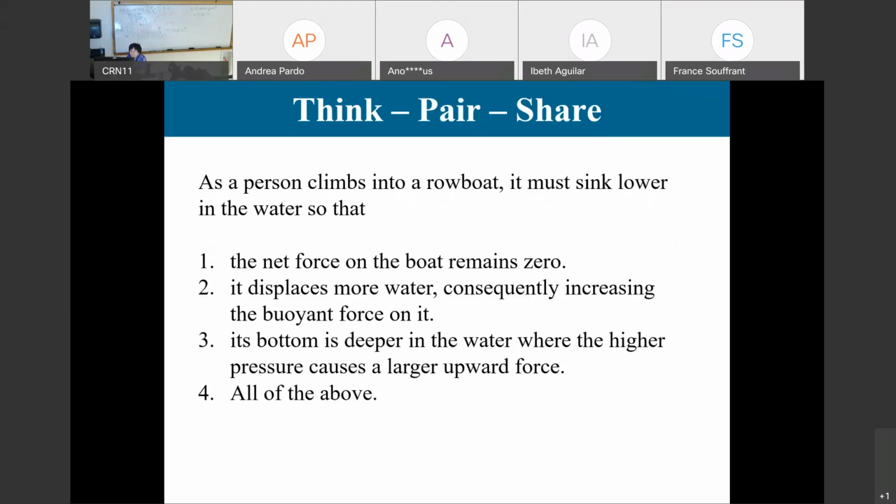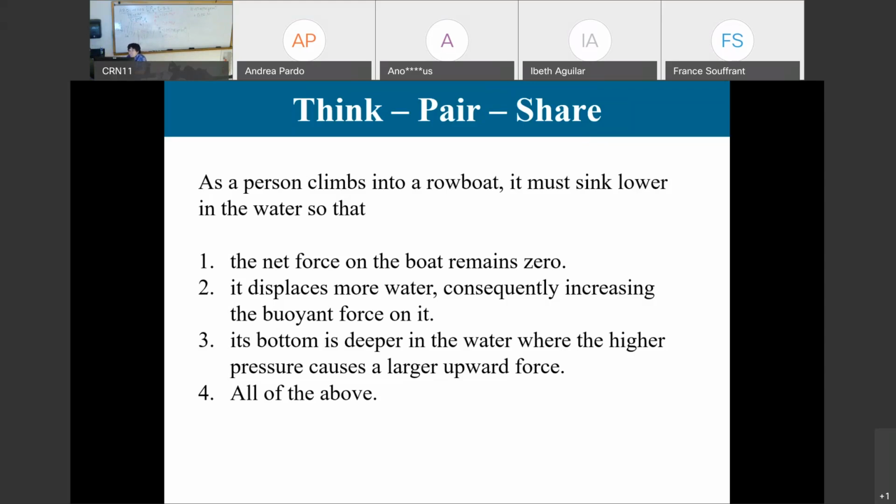As a person climbs into a rowboat, it must sink lower in water so that... Think about when you guys go into a rowboat. You probably feel like you are losing equilibrium, right? And it actually sinks a little bit when you step on it.